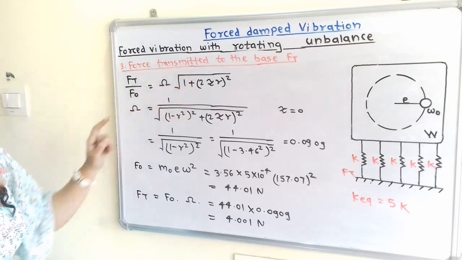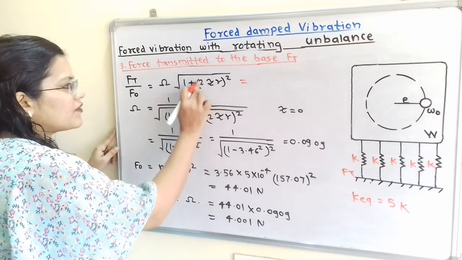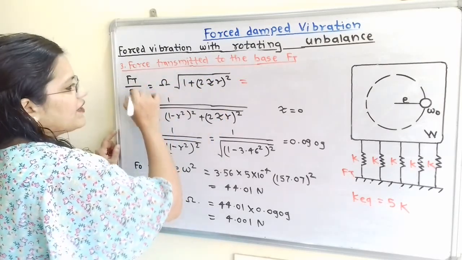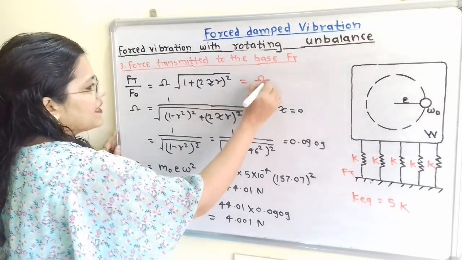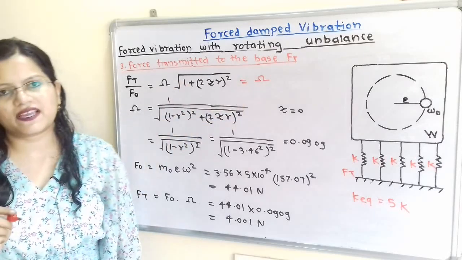So how we can write this equation? We can write here, this term will become 0. So under root of 1, that is equal to 1. So Ft by Fo is equal to magnification factor Ohm. So we will first calculate this magnification factor.